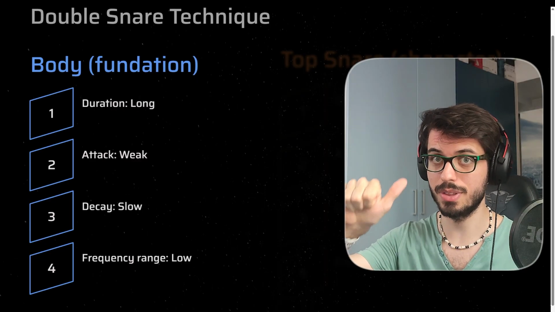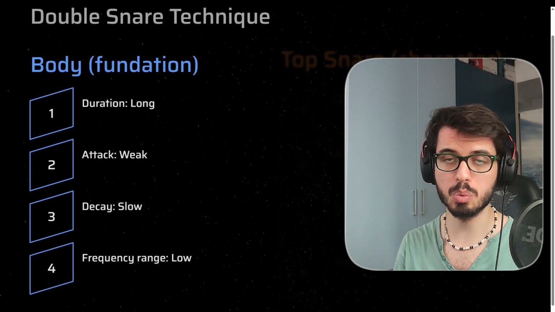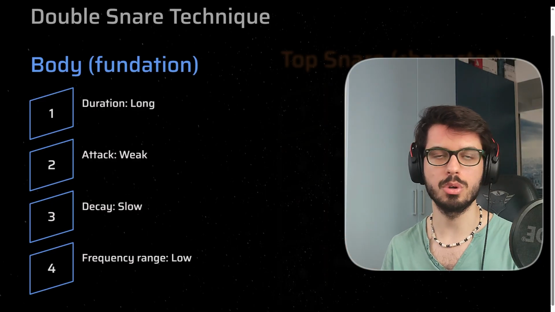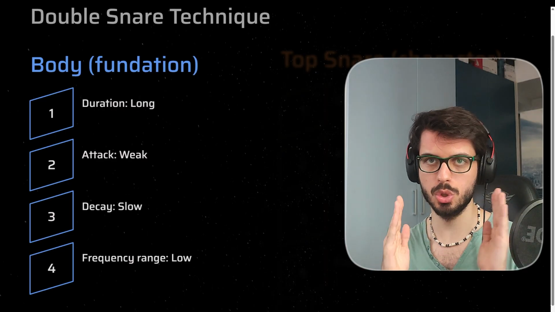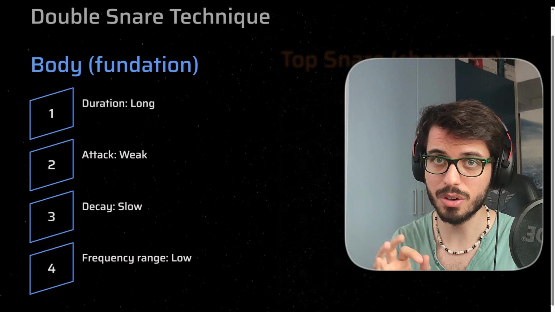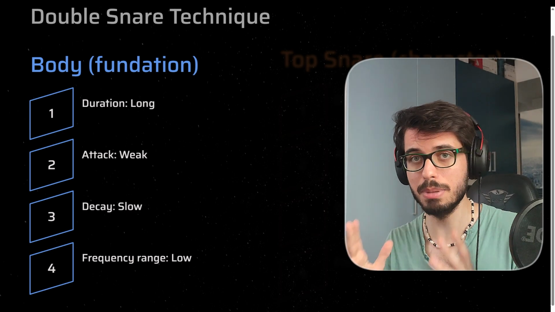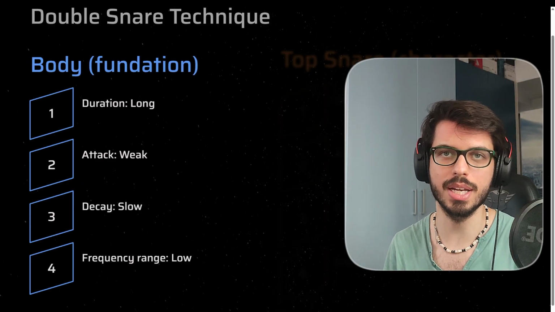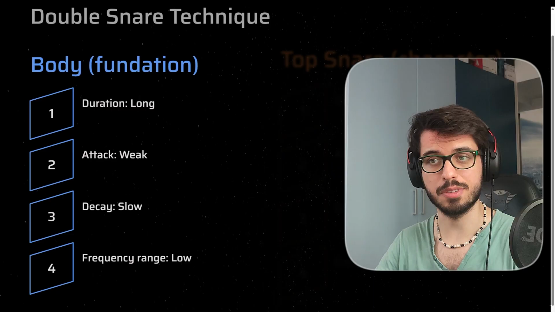Okay, firstly, the duration. Now, we want a duration that is as long as we want the double snare to be. So if we want a double snare of 200 milliseconds, the duration of the body should be 200 milliseconds. It is not necessary for the body to have a strong attack, okay? So it can be weak and it can be strong, okay? It's not a problem. We are not looking at the attack in this snare. Next, the decay.